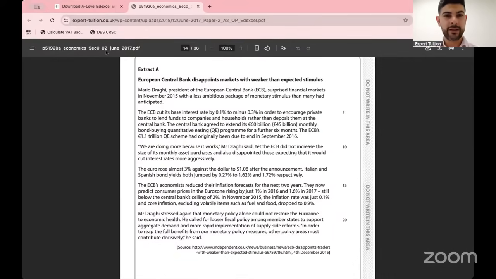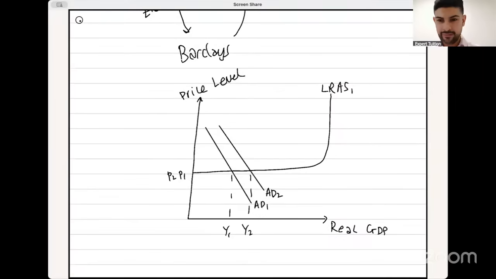Cool. Let's go back. Now that we've gone through quantitative easing and hopefully have an understanding of what quantitative easing is, let's readdress what I said early on in the live, which was the context.